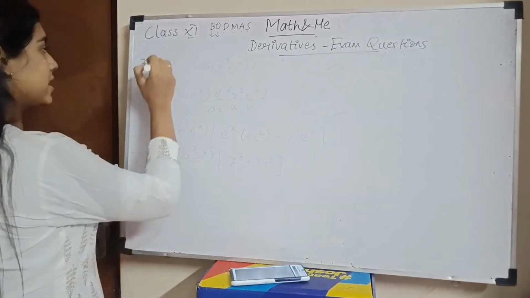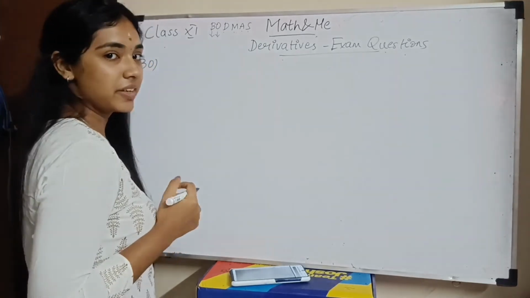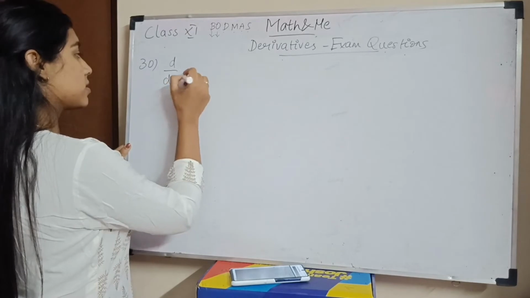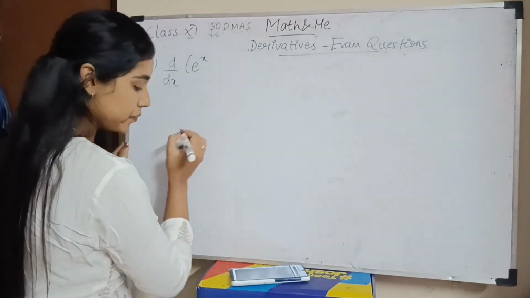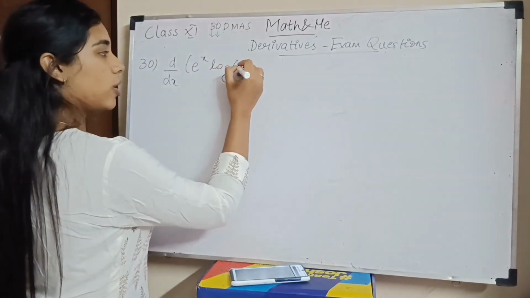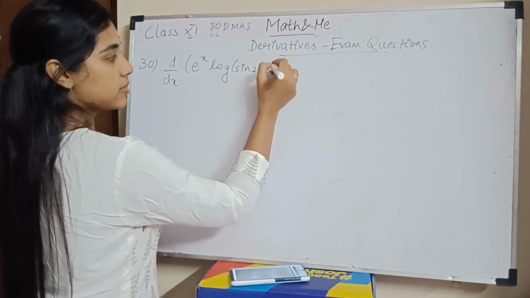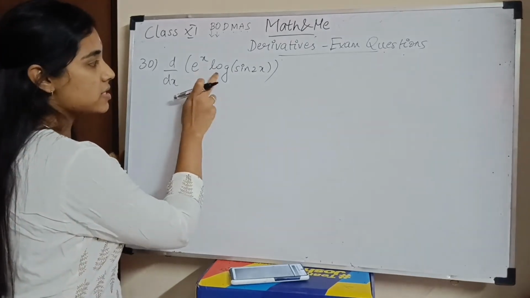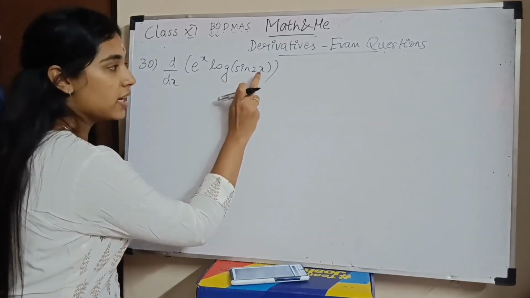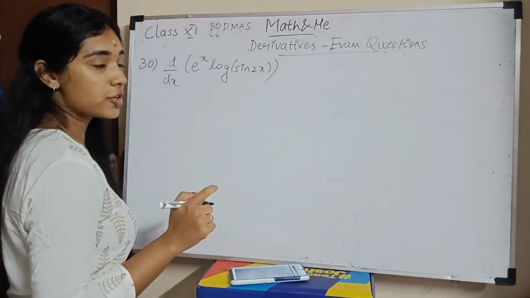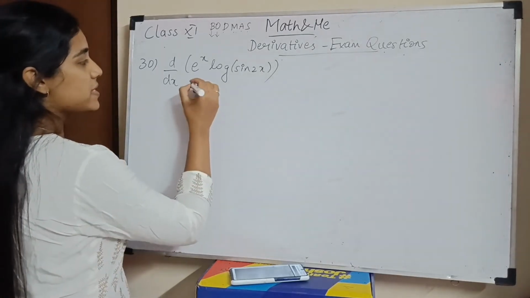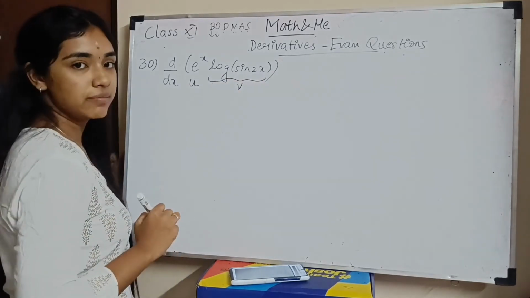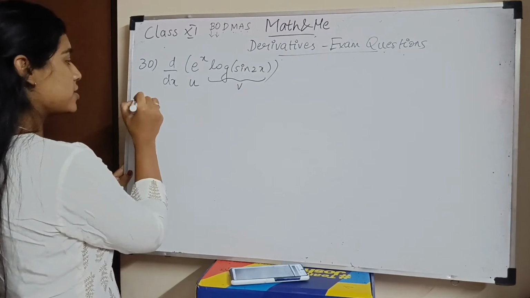Okay? Last and the final question of limits and derivatives chapter. d by dx of e to the x log of sine 2x. So this is a log function. So how many functions do we have? e to the x, log, sine, and then 2x. So we have 4 different functions. Okay. So first, what do we see? We see multiplication. This is your u. This whole thing is your v. So you have vu dash plus uv dash.